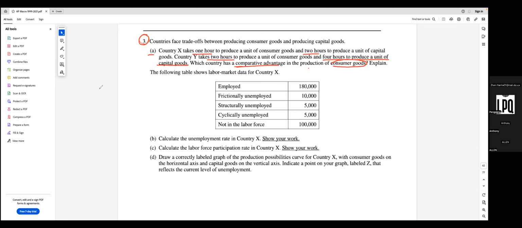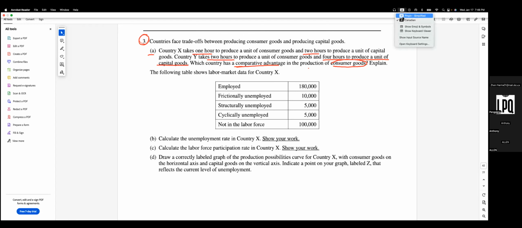So first step, what is comparative advantage? Comparative advantage means compared with your trading partner, you have a lower opportunity cost. That is the key. So you need to calculate the opportunity cost for producing capital goods for those 2 countries.